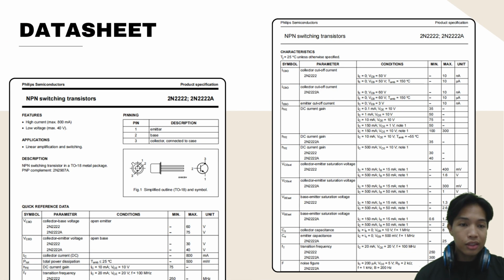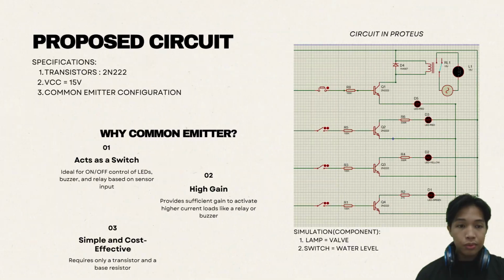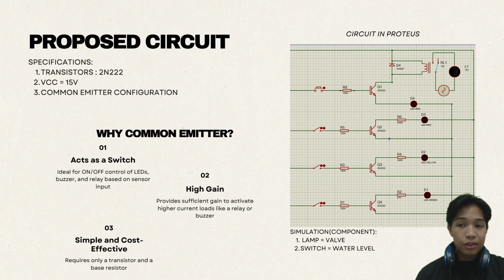So this is the datasheet. We choose the NPN switching transistor 2N2222 as our main transistor. This is the proposed circuit. The specification: 2N2222, VCC 15 volt, common emitter configuration.